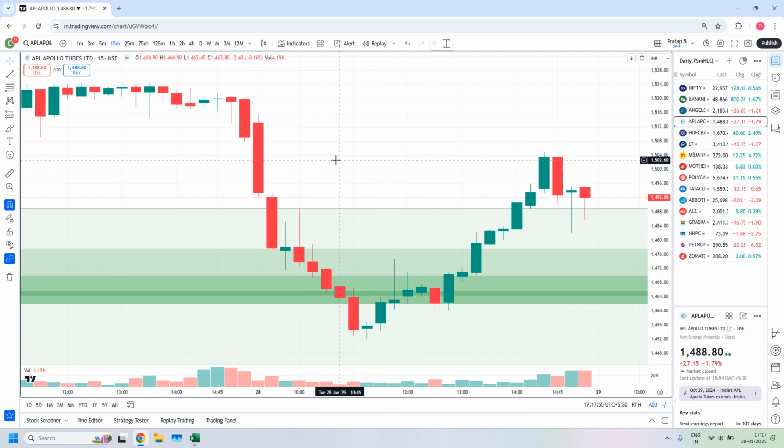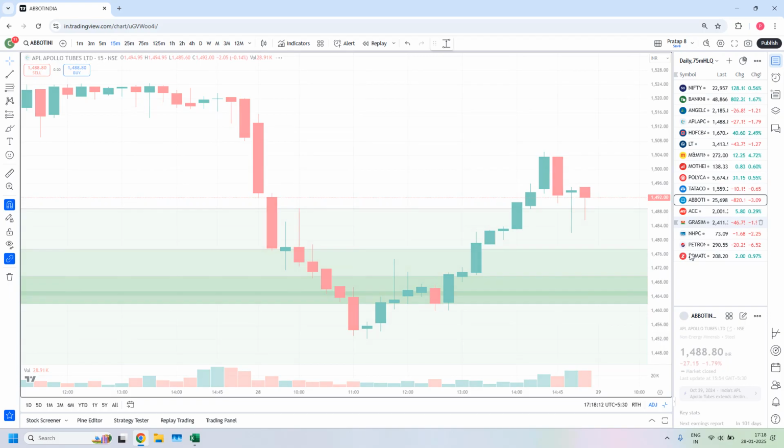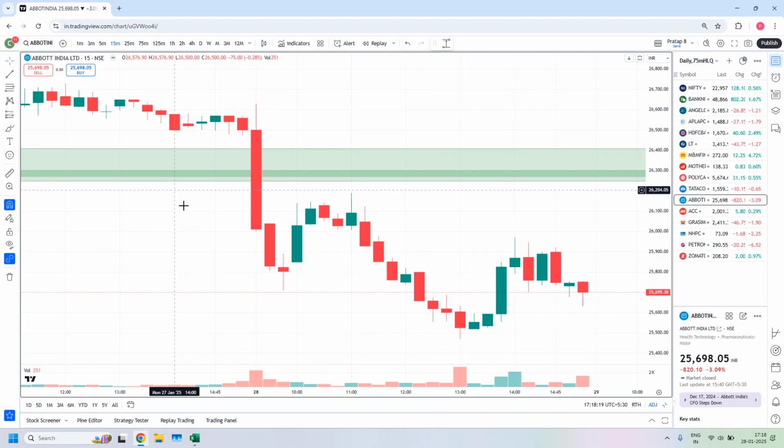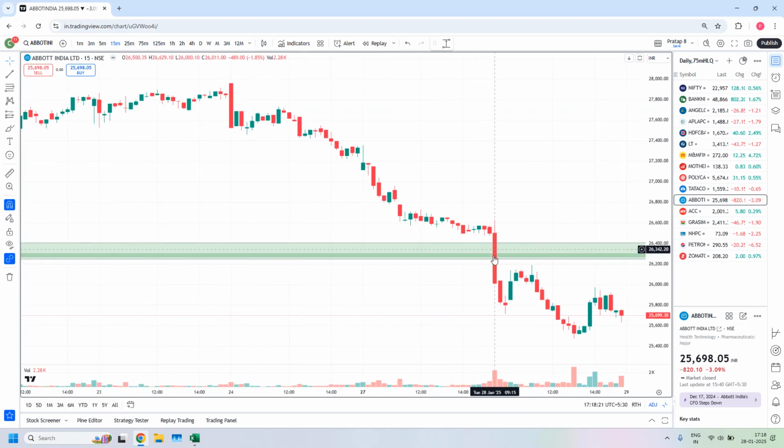Okay, and what about the others? There are a couple of stocks that are violated, and we know those zones will be violated as per the concepts you learned in lesson 16. One such stock is Abbott. Abbott is a violated zone today, but we didn't plan any trade because it didn't have a proper 5-minute structure. See, this is easily violated.